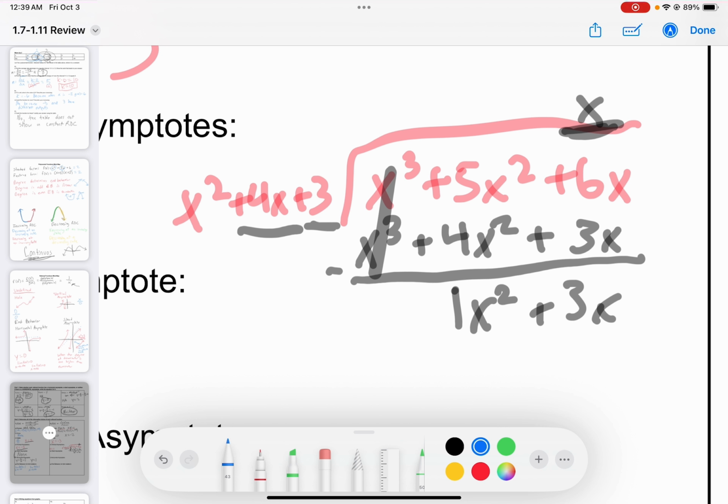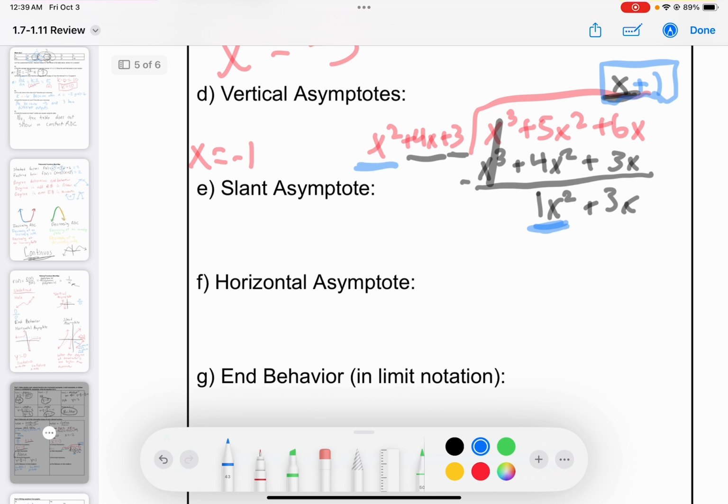Okay, now x squared times what makes 1x squared? Well, that's clearly positive 1. Oh, I got a constant. As soon as I got a constant, I'm done. That's my slant asymptote. So it looks like y equals x plus 1. There's going to be a slant asymptote.